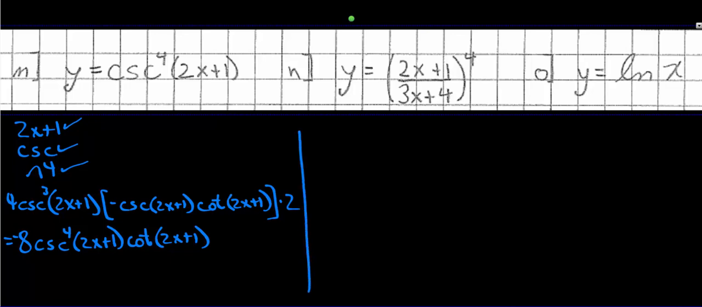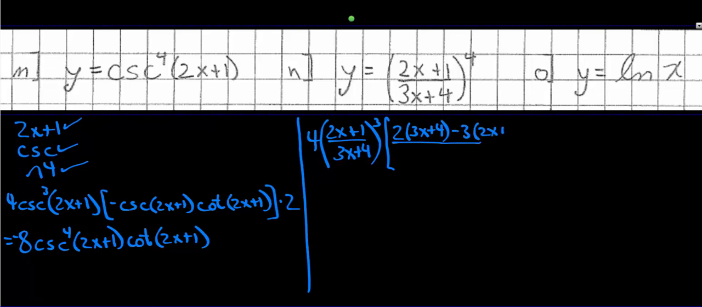Okay, now this one, we've got the derivative of the outside, which is 4 times 2x plus 1 over 3x plus 4 to the 3rd. Okay, that's the derivative of the outside. Now the derivative of the inside. Quotient rule. Derivative of the top times the bottom minus the derivative of the bottom times the top, all over the bottom squared.